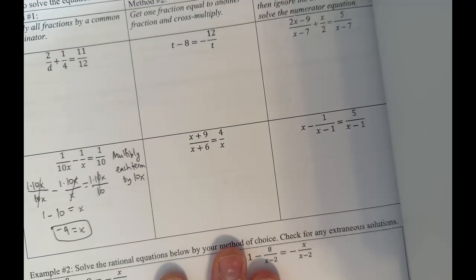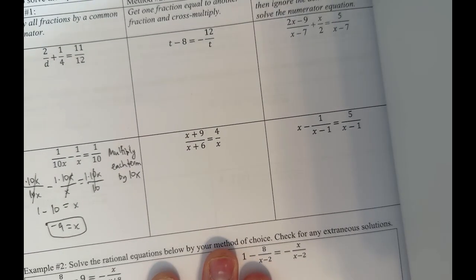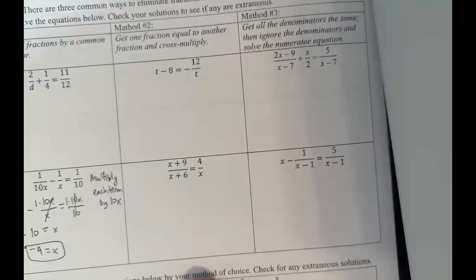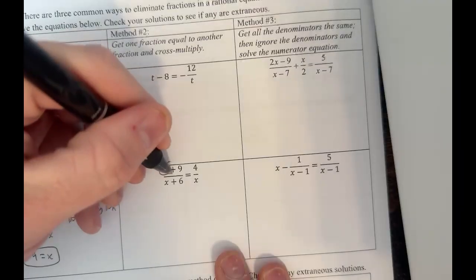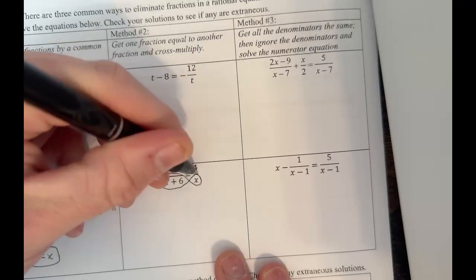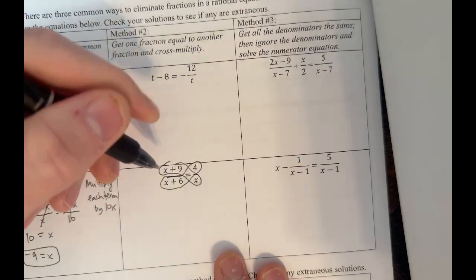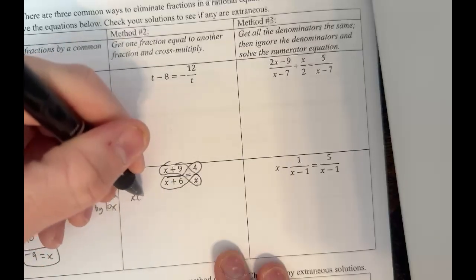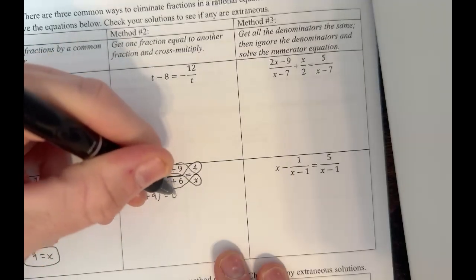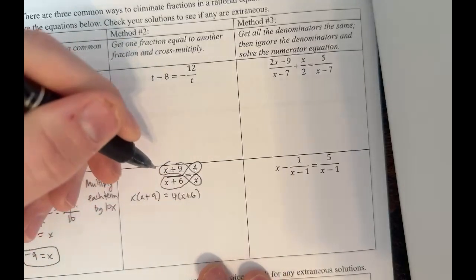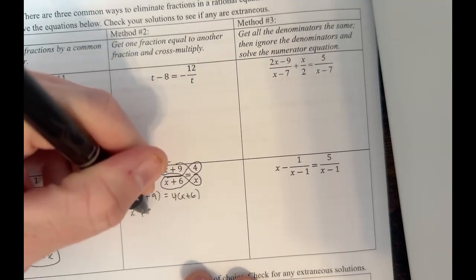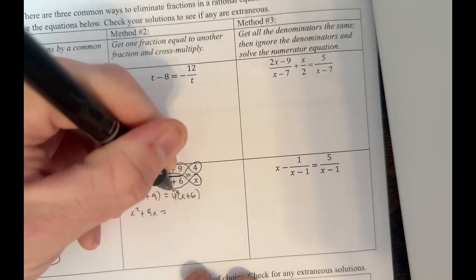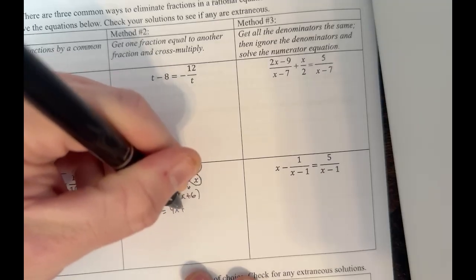Okay, there's one way to solve. Another way to solve, we're going to go back to 6th grade math. Whenever you have a fraction equal to a fraction, you could cross multiply. So cross multiply, maybe 6th grade, maybe even earlier now. So x times x plus 9 is equal to 4 times x plus 6. So I'm going to distribute. So x squared plus 9x equals 4x plus 24.